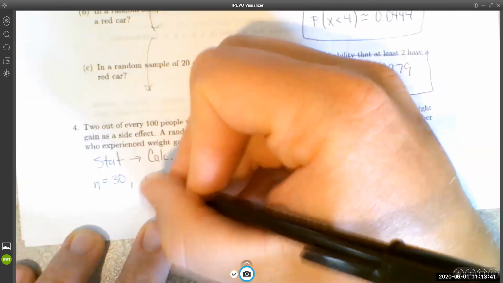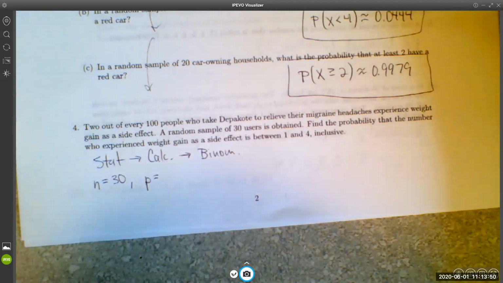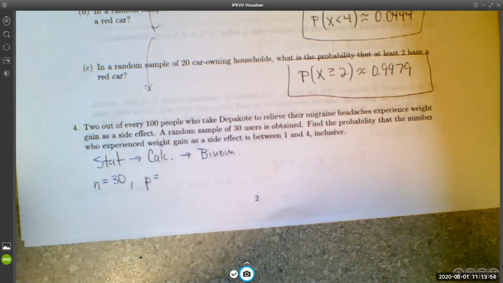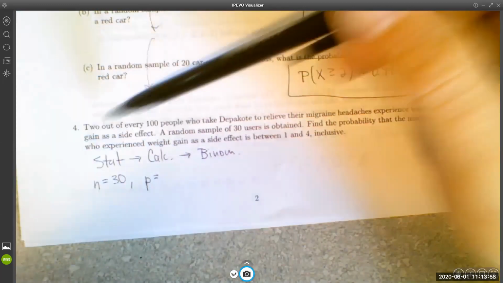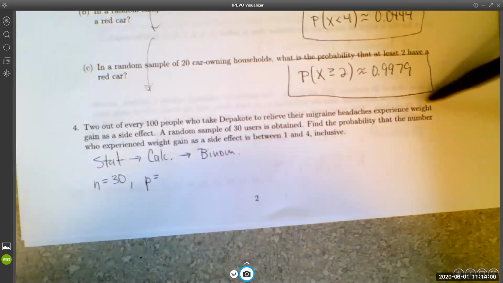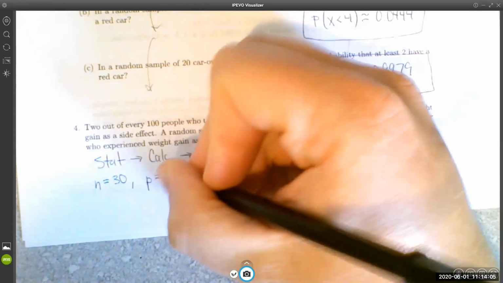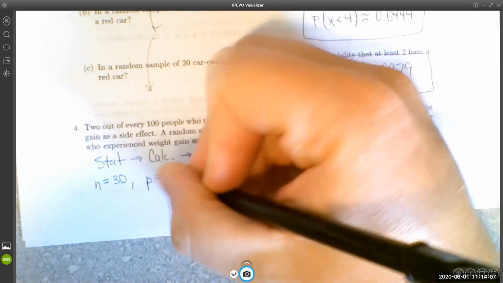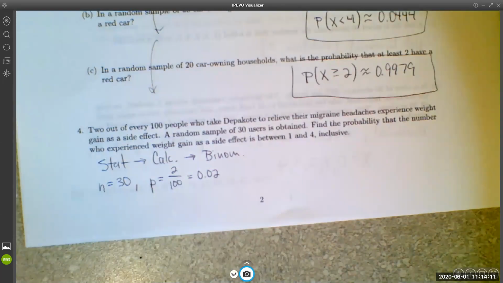And then you'll have to enter something for the probability of success, p, right? So p, probability of success. Well, in this case, we're considering weight gain to be success, right? Now, what does the problem say about how many people experience weight gain as a side effect? Well, they say 2 out of every 100 people who take Depakote experience weight gain as a side effect. So the probability of success is 2 out of 100. Or if you like it as a decimal, then you can put 0.02.